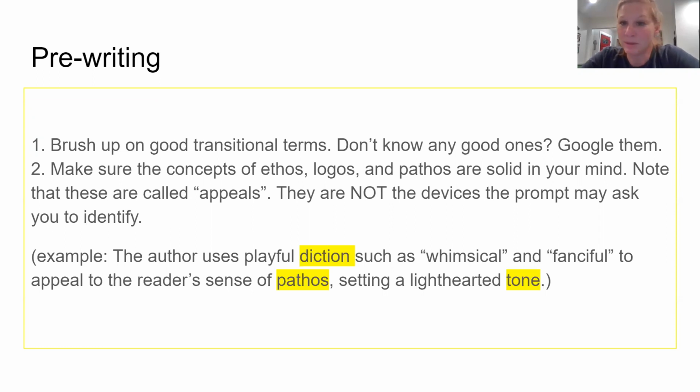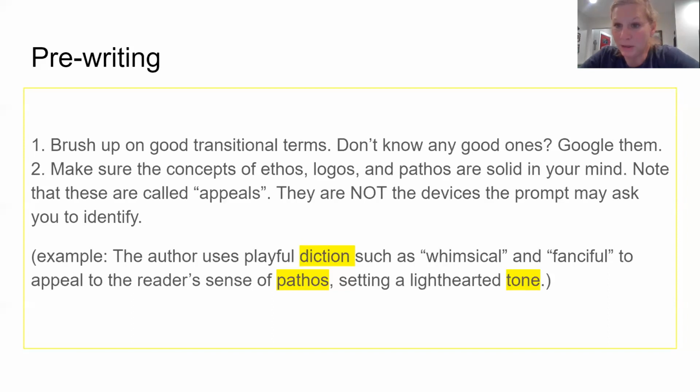Make sure that the concepts of ethos, logos, and pathos are solid in your mind, and note that these are called appeals. They are not the devices that the prompt may ask you to identify. They are appeals, not devices. So, for example, you could write, the author uses playful diction such as whimsical and fanciful to appeal to the reader's sense of pathos, setting a lighthearted tone. In that sentence, both diction and tone are the devices that they're going for.